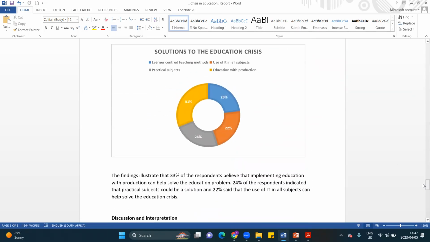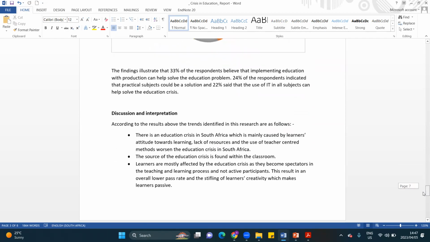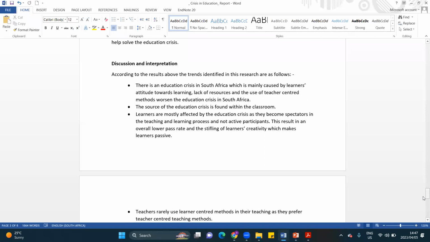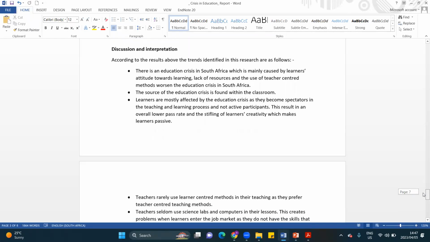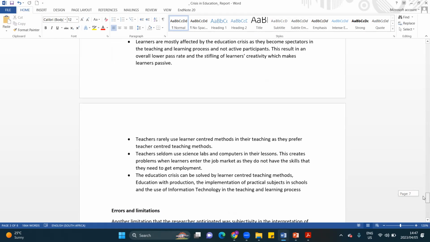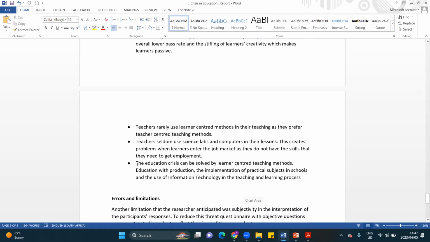Okay. I think I just want to quickly go on to the discussion. All right. Discussion and interpretation here in this section. This is now obviously the report. It's done after the learner has completed the project. The learner is now discussing the results and trying to understand why they achieved the results that they did. So that's what's happening in this section. And there's a suggestion here that the education crisis can be solved by learner-centered teaching methods.